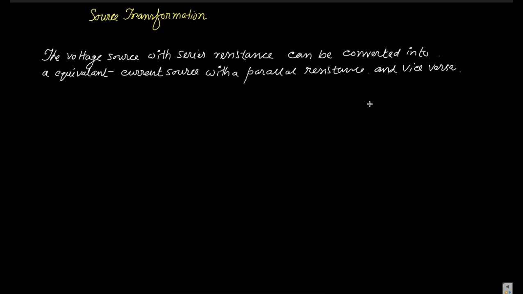It means that when you transform the source, you have a voltage source. If you consider a simple voltage source like this, the DC battery, this is a voltage source, and you have a series resistance associated with that voltage source. So if this is a voltage source V and this is R, you have to convert this voltage source into its equivalent current source and a parallel resistance.